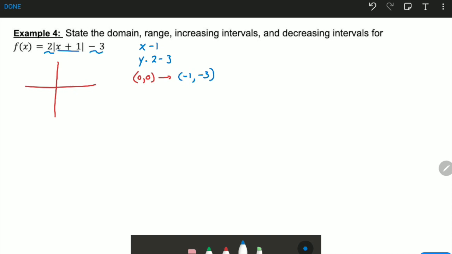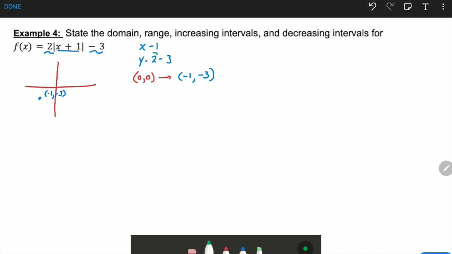Now that we have that, we can plot that point. Negative 1, negative 3 is over on the left here. We'll just use this as my negative 1, negative 3. And again, it doesn't have to be a detailed graph. You really just have to know the x and y values where that vertex is. And then we also have to know whether it's been reflected or not.